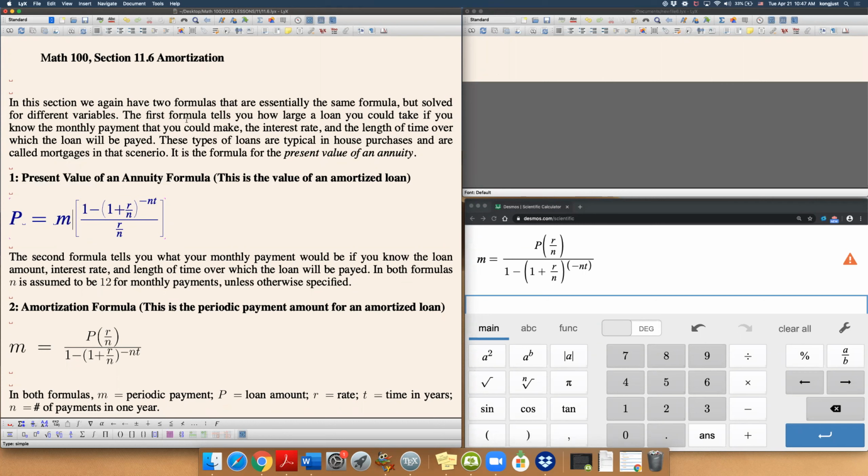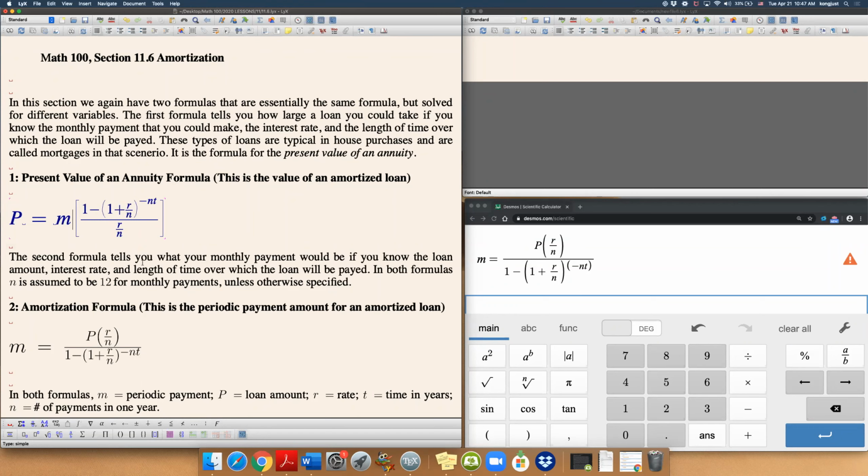Okay, so we have two formulas, the same except for different variables. The first formula tells you how big a loan you could take if you know the monthly payment you can make, the interest rate, and the length of time over which the loan will be paid. These are typically called amortized loans, and they're used mainly for houses and cars, or for other large loans. If you buy a car and finance it, that's typically what will happen. Or if you buy a house, you pull out a mortgage. A mortgage is just a word for the type of amortized loan we're talking about.